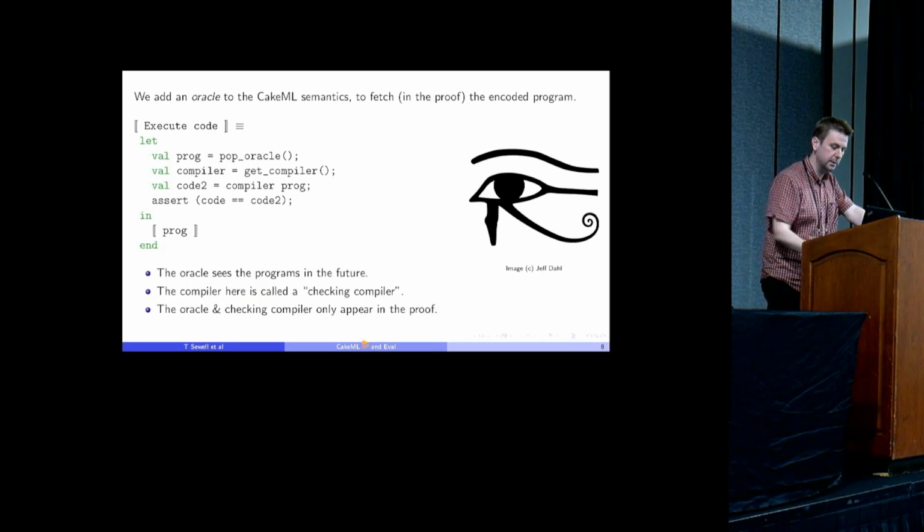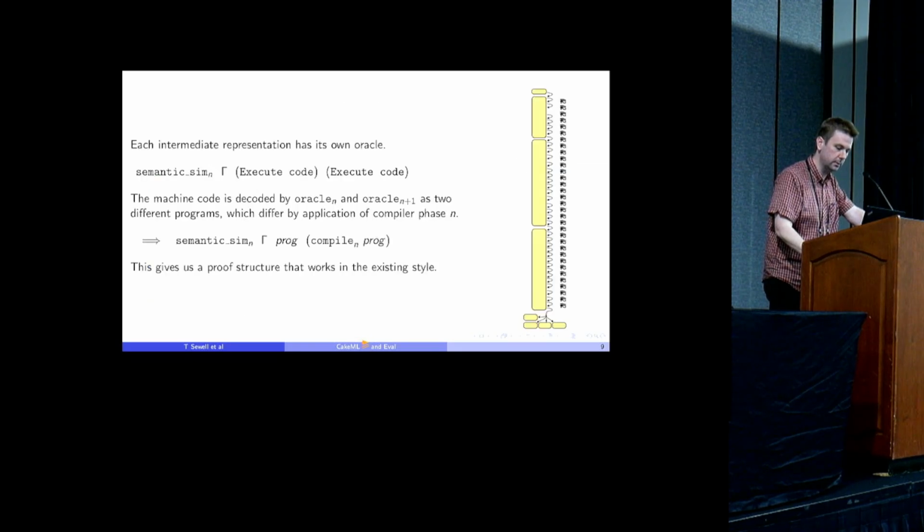So the oracle can see the future; it knows what programs we're going to compile. This compiler is called a checking compiler, and these things only appear in the semantics for the purposes of the proof. They don't affect the way the program actually works or the compiler actually works. And the point is, each intermediate representation has its own oracle, so when we're trying to figure out how execute simulates itself, the two oracles give us back two explanations of this program which differ by application of the compiler phase that we're at. And so in fact we fall back to the kind of situation that we should be in.